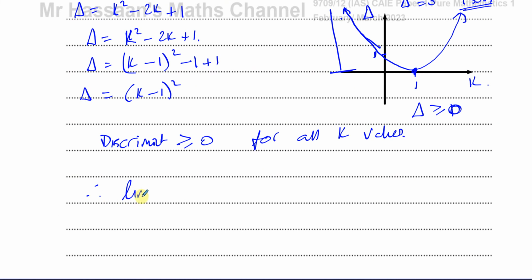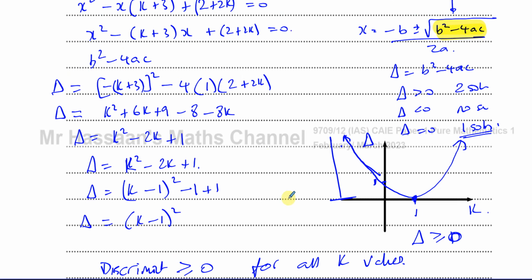Therefore, the line and the curve will meet for all k values. Either they'll meet once or they'll meet twice. When k is greater than 1 or less than negative 1, they will meet twice. When k is equal to 1, they will meet once. There's no value of k for which the discriminant will ever be negative. Okay, so I hope that's clear.